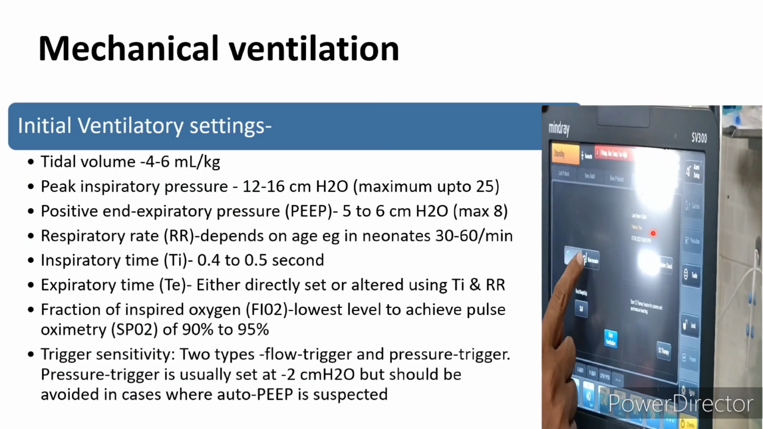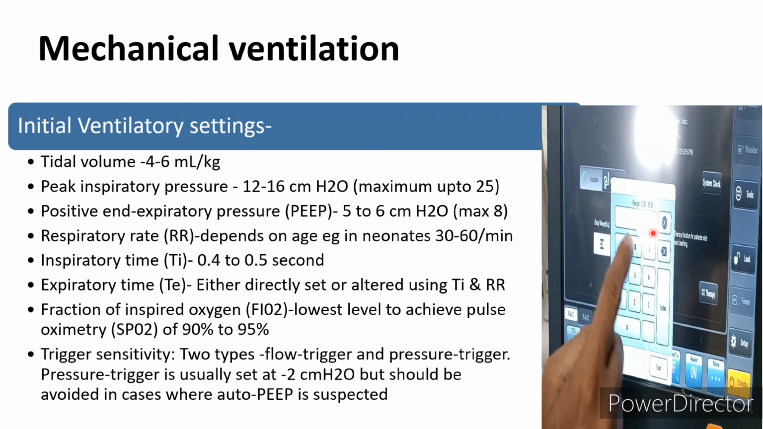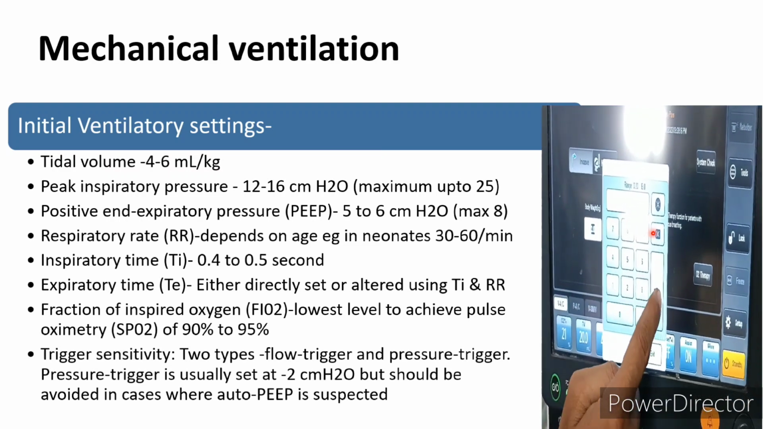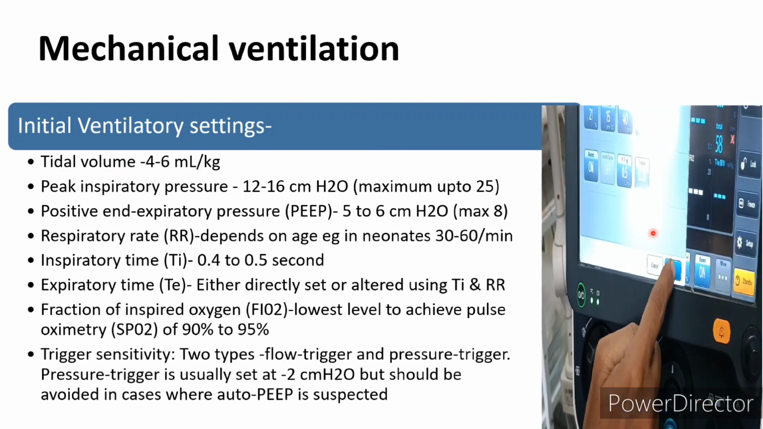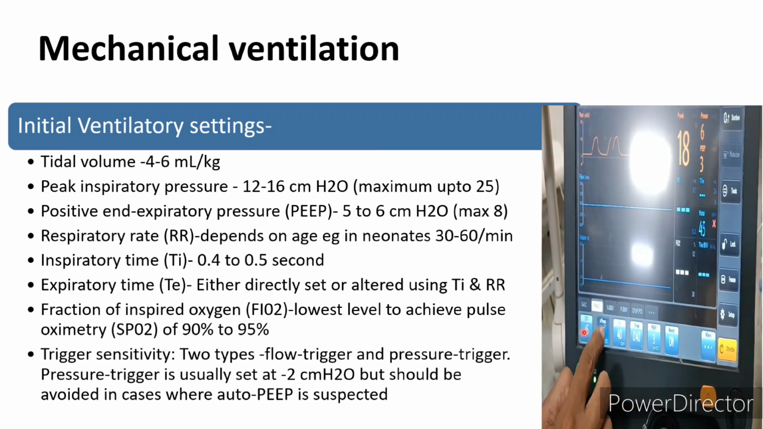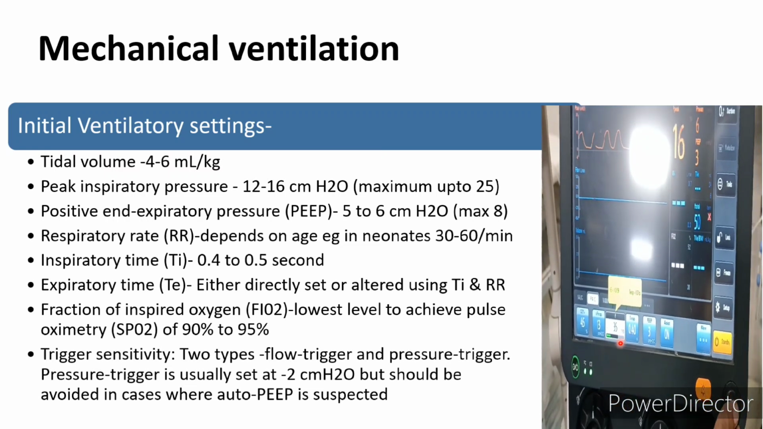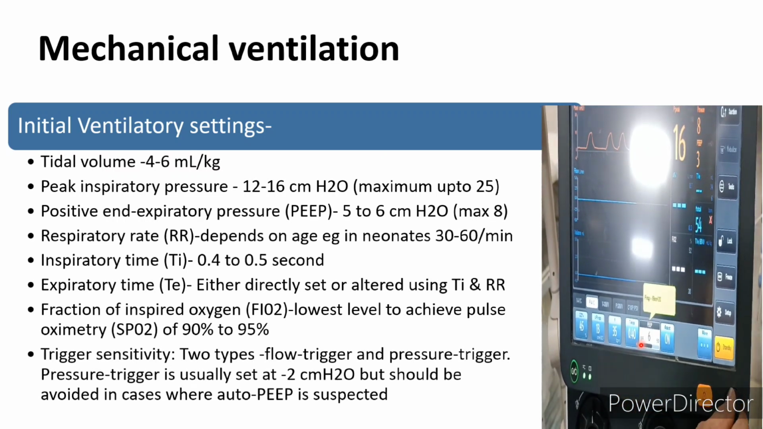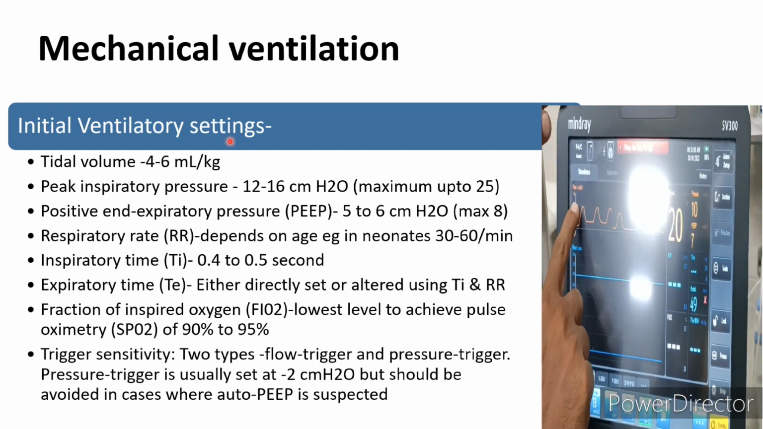So in the video you can see a ventilator in which pediatric, neonatal and adult settings can all be done. First, according to the weight, we have to set the neonatal mode or pediatric mode. Then we have to choose the mode of ventilation. Then we have to set the FiO2, then positive inspiratory pressure, then RR, then TI, and TE will be set according to TI and RR. So we have to set all the initial ventilatory settings.